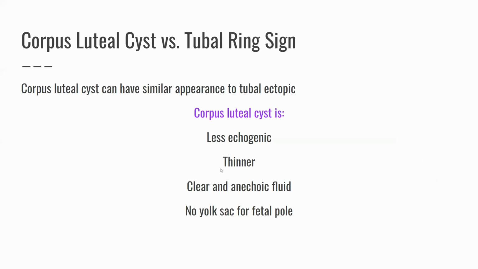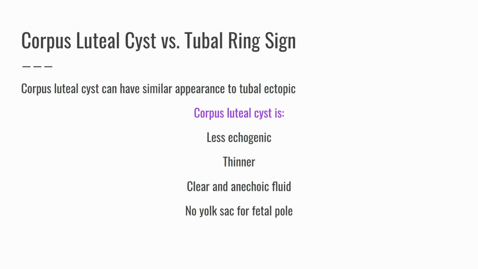This is not to be mistaken with a corpus luteal cyst, which can have a similar appearance to a tubal ectopic. It can actually have a similar appearance to both a tubal ring sign and a ring of fire, because a corpus luteal cyst is going to have lots of vascularity as well, and it's going to be kind of a ring in and around the adnexa. So how you differentiate this is the corpus luteal cyst is going to have less echoes, it's going to be a bit thinner, and the fluid inside is going to be clear and anechoic.